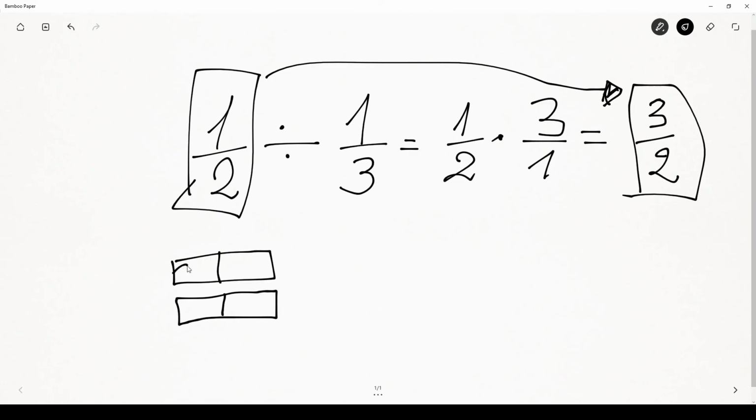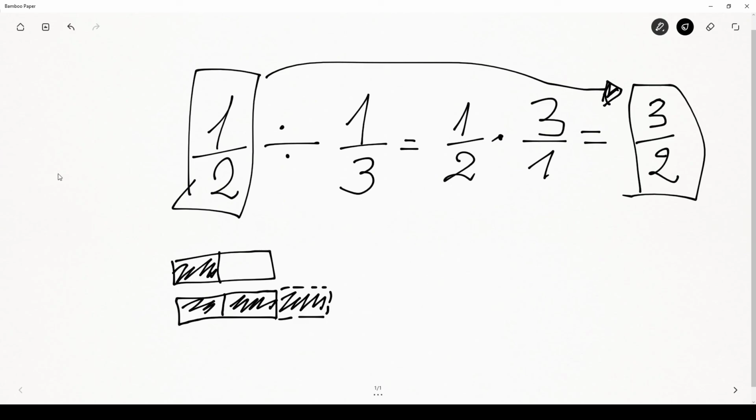So we had one piece out of 2 pieces. We divided it by 1/3, and now we have 3 over 2, which is dividing this thing by 2 pieces and taking 3 of those equal pieces. So we have this, and this extra piece over here. So it's bigger, okay?